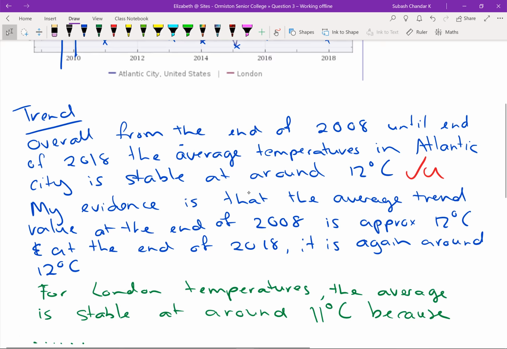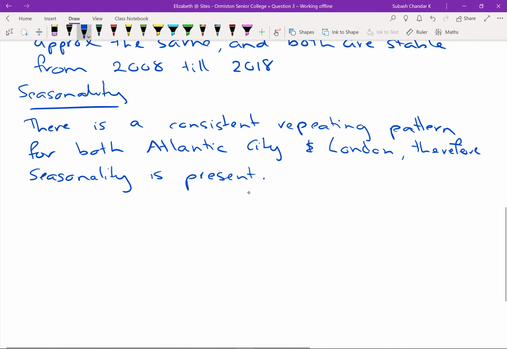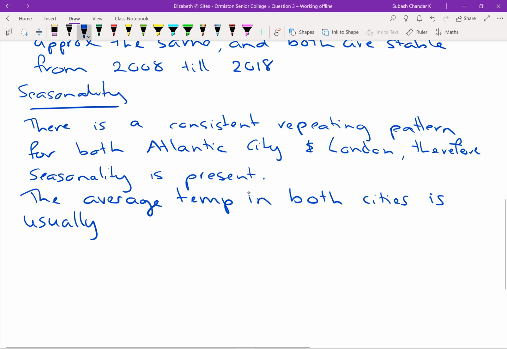So seasonality, so we've got a consistent repeating pattern. The average temperature in both cities is usually, notice the wording, I'm always being a little bit uncertain. I'm never saying it is, I can prove it. I'm saying, this is what I'm seeing, it's generally a roundabout. So come with some of those words showing this uncertainty, okay? So the average temperature in both cities is usually lowest in February and highest in August.